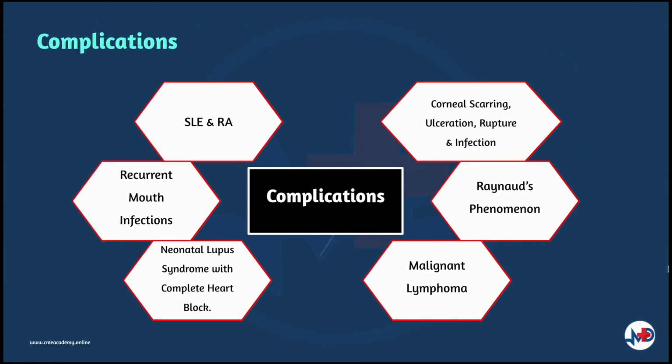Moving on to the complications of Sjogren syndrome. Patients with Sjogren syndrome are at increased risk of developing associated conditions such as SLE and rheumatoid arthritis. They are prone to corneal scarring, ulceration, rupture, and infection, ultimately leading to deteriorating vision. Dryness of mucosal membranes predisposes them to recurrent infections. A subset of patients with Sjogren syndrome also experience Raynaud's phenomenon.